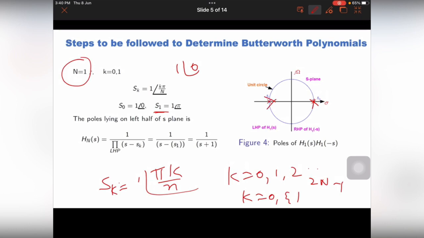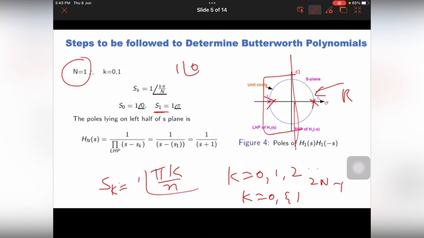As we know in system stability, if the poles are located in the left half of the S plane, then the system is called a stable system. Therefore, in the Butterworth polynomial, generally we consider only the poles located in the left half of the S plane, and we neglect the poles located in the right half. So here there are two poles, S0 and S1. S0 is located in the right half, so we neglect it because it is positive. And S1, which is located in the left half, we consider for the design, and we neglect S0.